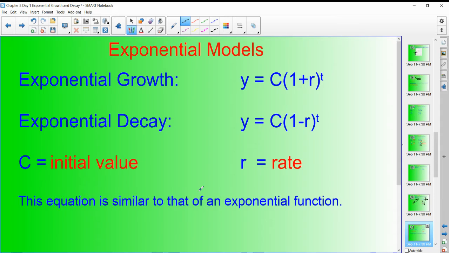Now, this looks very similar to compound interest, where we have a starting value, and if we have a rate problem, a percent problem, we can change these. We can change R to a decimal, and we can get a growth rate or a decay rate. Similar to exponential functions, similar to compound interest, C is still our initial value, and R is our rate, which will generally be given to us as a percent. Could be given to us as a fraction as well.